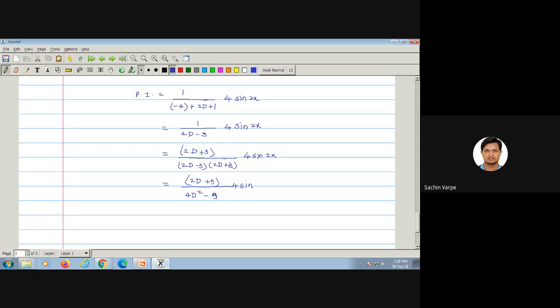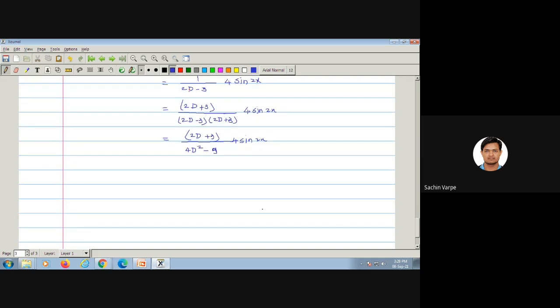Again, on replacing D square by minus a square, what I'll be getting? 2D plus 3 upon 4 into minus 4 minus 9, into 4 sine 2x. Here I'm writing on replacing D square by minus 4, that is minus a square. So how much is this now? Minus 16 minus 9 is minus 25. So minus 4 by 25 I'm writing outside, and then 2D plus 3 operated on sine 2x.